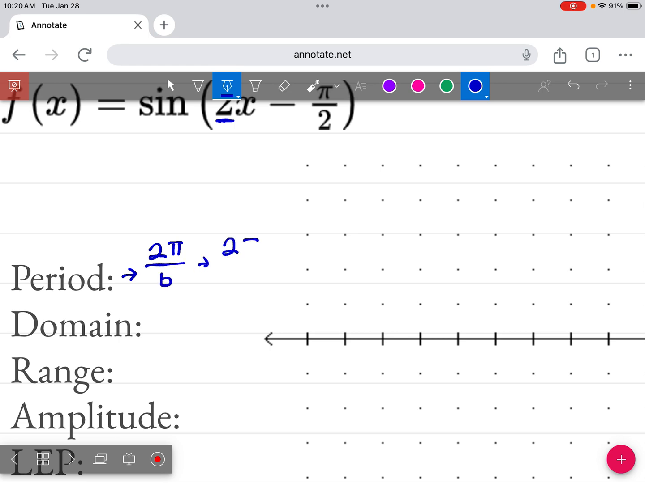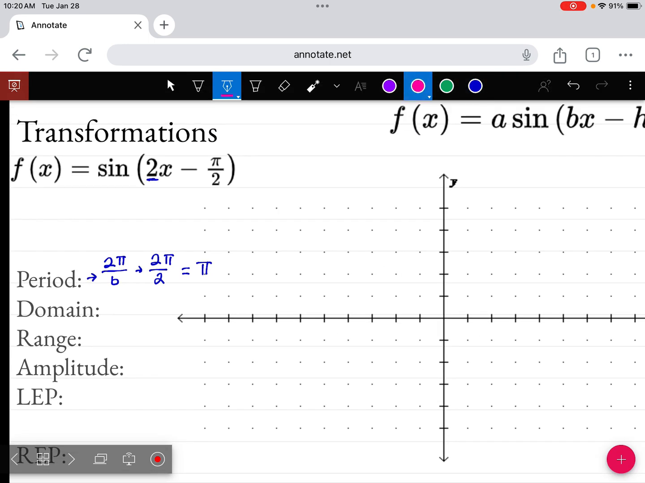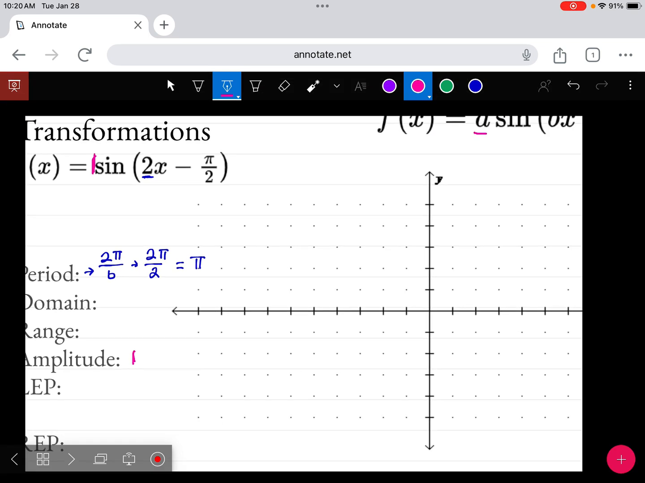So in this case, it's going to be 2 pi over 2. So what's the length of the period for this function? Pi. So it's taking our whole thing that was 2 pi long, and it's going to squish it down all into 1 pi. Our A, we don't have anything multiplied out in front, so our A is going to be 1. So that means our amplitude isn't changed. We don't have any vertical stretch or compress. It's going to go up 1 and down 1 from the middle.